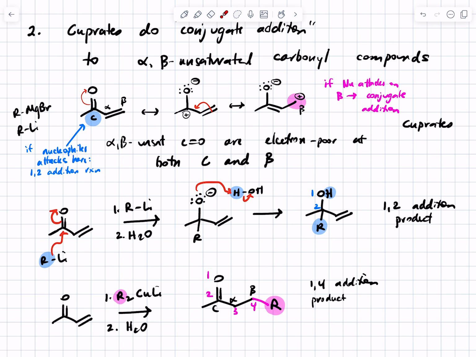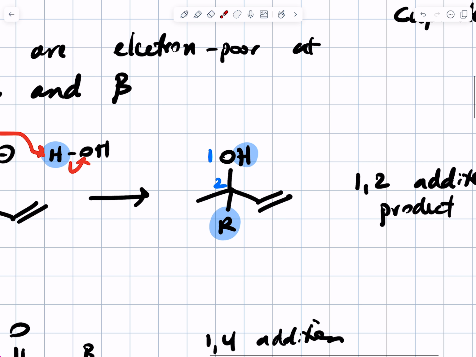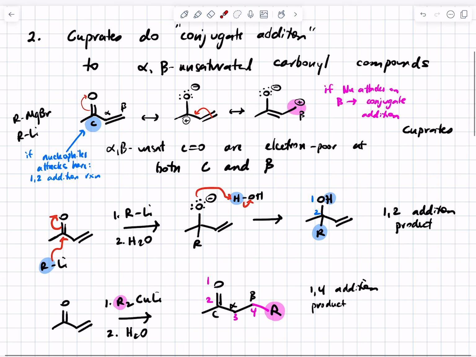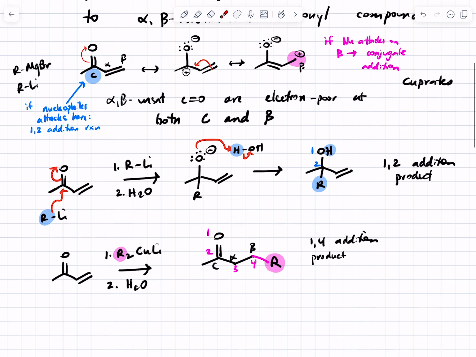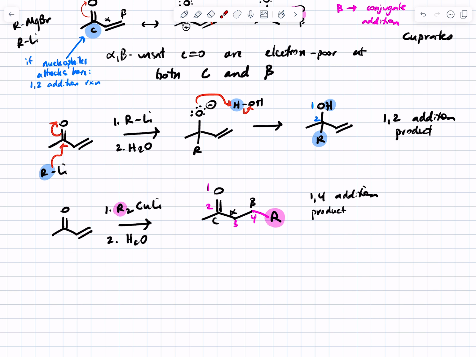And we get 1,2 addition products from organolithiums and Grignards, just exactly what you would expect for attacking a ketone: tetrahedral intermediate, no good leaving group, wait until aqueous workup. It's called a 1,2 addition product because the nucleophile and the proton end up on atoms 1 and 2 of the carbonyl if you start counting at the oxygen. In contrast, the cuprate attacks the beta carbon.